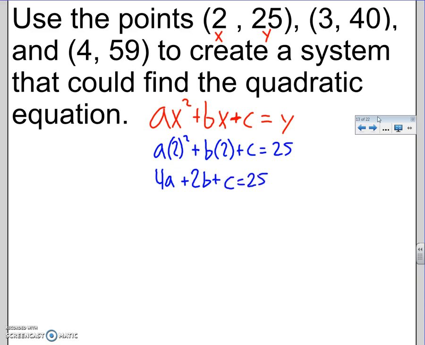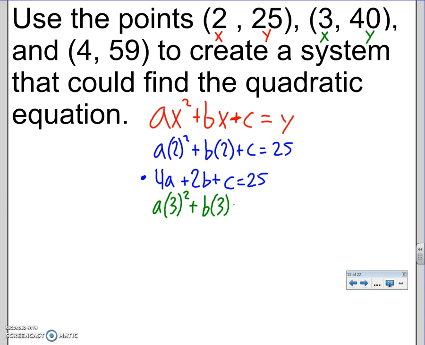Now I do the next one. So let's use 3 and 40. So x is 3, y is 40. So it's going to be a times 3 squared plus b times x, again, x is 3, plus c equals y. Y is 40. 3 squared is 9, so this is 9a plus b times 3 is 3b plus 1c equals 40. So my second one's done.